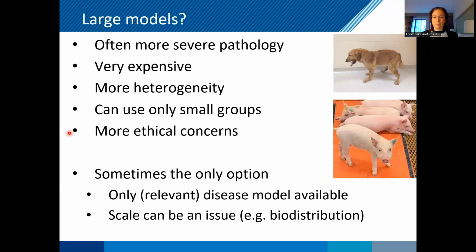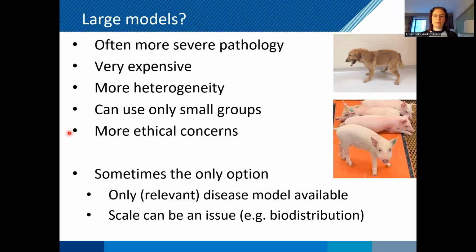However, sometimes it is the only option when the only model that is available is a large animal model, for instance, because the disease is not recapitulated in a mouse, or because there is a dog model or pig model available, while it seems to be impossible to make a mouse model. And also sometimes you need the larger animal model because scale is an issue. An example here is biodistribution for viral vectors.